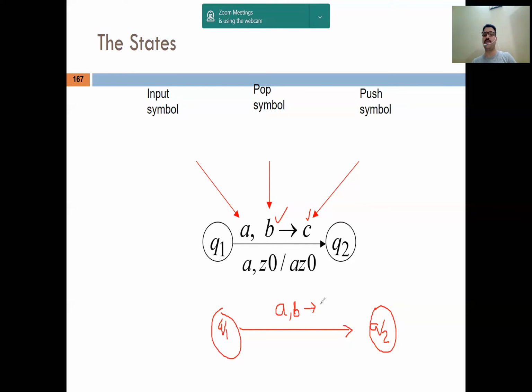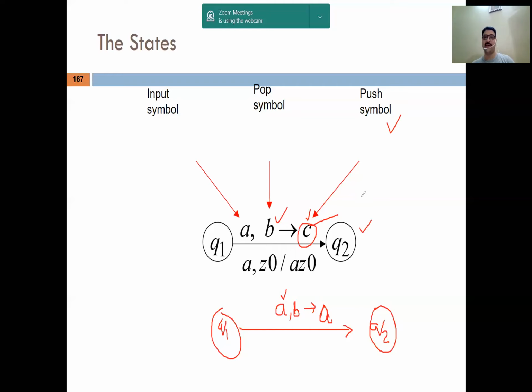So suppose we want to push nothing into the stack, that is null, so we must write it here in that format. If we want to push A into the stack, then we have to write this A in that place. It means that the first symbol is read from the tape, another symbol is popped out from the stack, and after this you must push this particular symbol into the stack, and you are in state Q0.